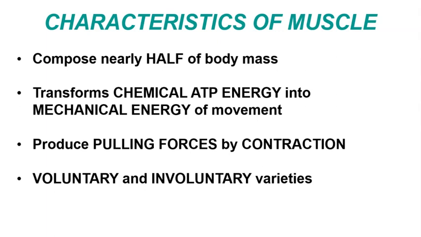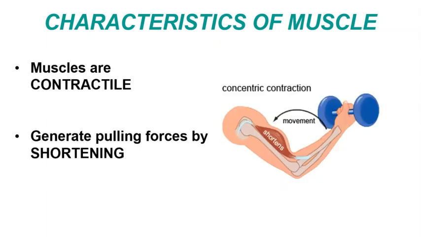So recall that muscle tissues may be voluntary or they may be involuntary. The term voluntary implies that we have conscious control over those muscles, while the term involuntary implies that we do not have conscious control over those muscles. Muscle tissues, as we discussed in the previous slide, are contractile tissues. So that is, all muscle tissues will contract or shorten in order to produce pulling forces. So that's how they move the structures that they're associated with.